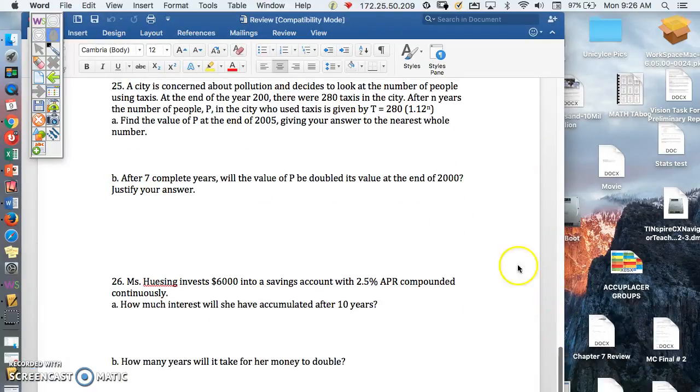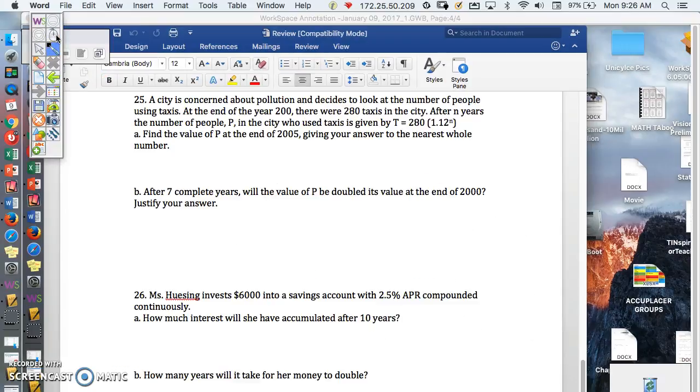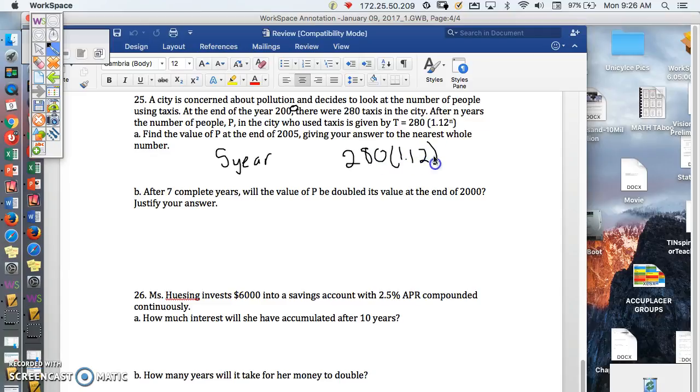Oops, going the wrong way. So this next one here, a city is concerned about pollution and decides to look at the number of people using taxis. At the end of a year, I'm guessing that's supposed to be 2000 right here, there were 280 taxis in the city. After n years, the number of people who use taxis is given by this. Find the value at 2005. Well, that's at 5 years. So 280 times 1.12 to the 5th. Well, that's about 493 taxis.